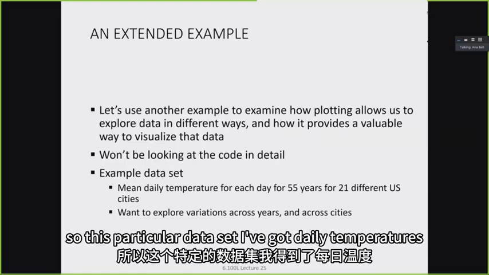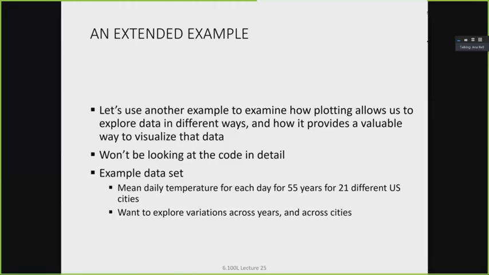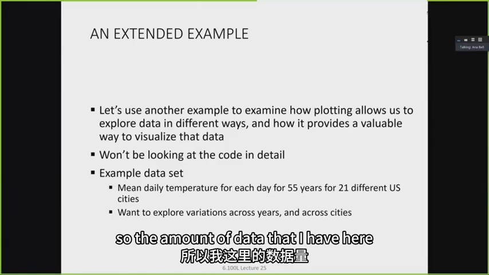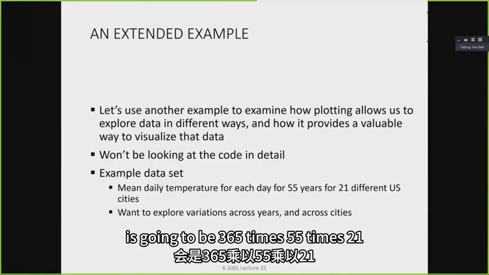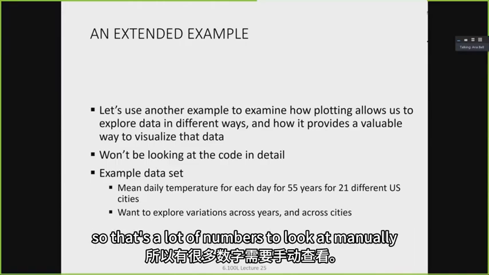So this particular data set, I've got daily temperatures for 55 years for 21 different cities. So the amount of data that I have here is going to be 365 times 55 times 21. So that's how many rows would exist in my data set, right? So that's a lot of numbers to look at manually.